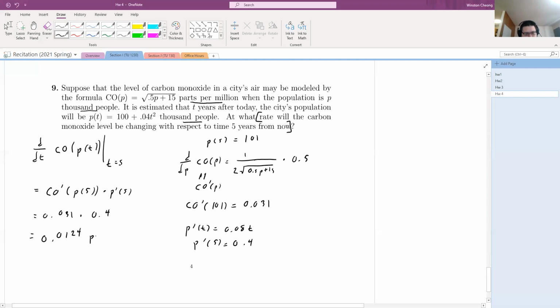And we should put units since this whole problem is like a word problem, there are units. This is parts per million of carbon monoxide per year. So this is the rate that you expect the carbon monoxide level to be changing. I tried actually to figure out if this quantity makes sense in real life. I think that these numbers aren't really realistic. I don't know. Did anyone else do this problem and get a different answer? I guess that's what we should confirm.